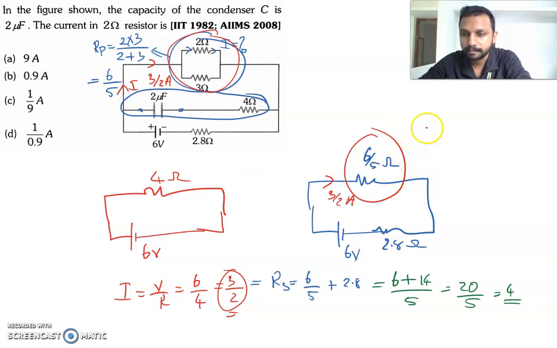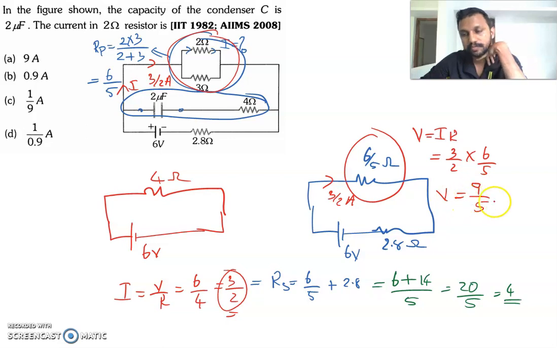Therefore, we could say the voltage across the resistor will be V is equal to IR, that is 3 by 2 into 6 by 5. That means V is equal to 9 by 5 volt. And since V is 9 by 5 volt, the voltage across the 2 ohm will also be 9 by 5 volt.